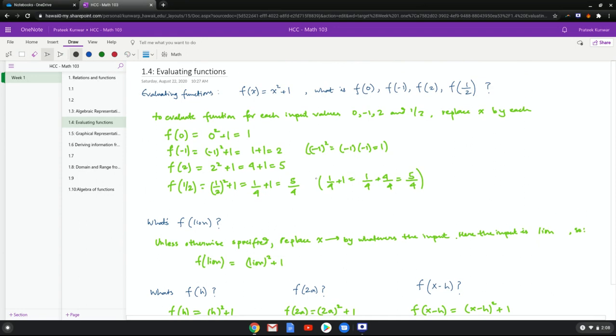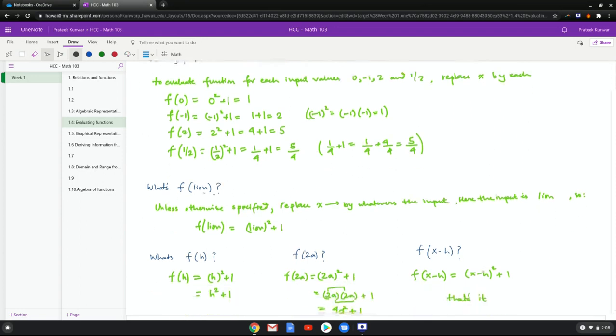Now, let's say in the same question, what's f of lion? Now, unless otherwise specified, all you care about is you replace x by whatever the input is, even if it doesn't make sense. Here the input is lion, so f of lion is lion squared plus 1. Similarly, what's f of h, or f of 2a, or f of x minus h? Try that out, pause the video, work it out on your own.